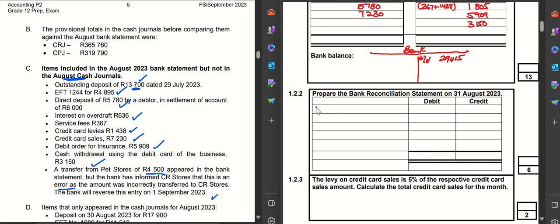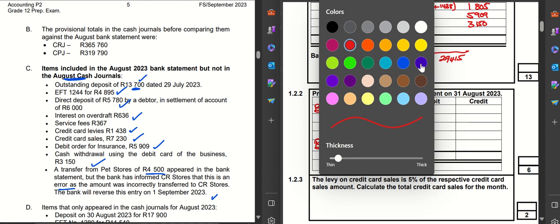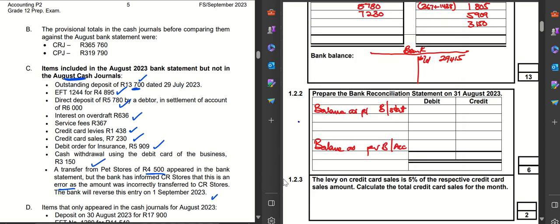What do we start with? We're going to start with balance as per bank statement. And we close off with balance as per bank account. Are we cool? And then we have an error. So I'm going to come here and I'm going to do my error. So what happened here? The bank has a transfer from pet stores of 4.5 appeared on the bank statement. Okay, so that means they have credited our account. All right, so we have amount incorrectly credited.